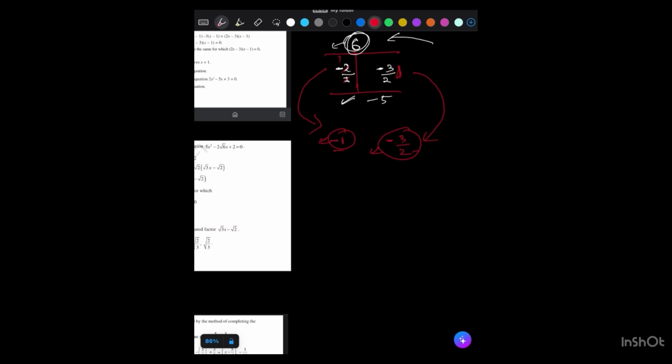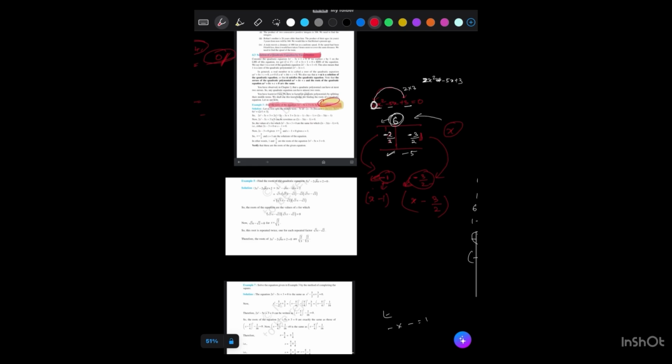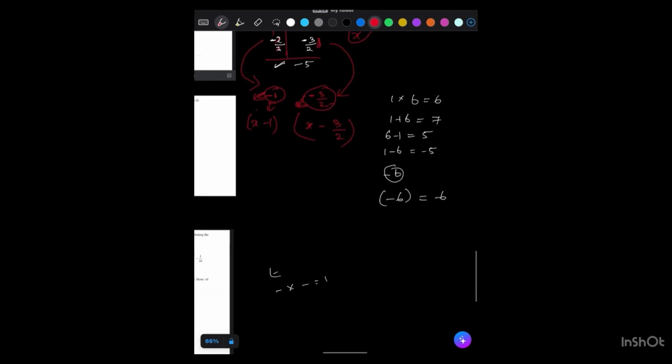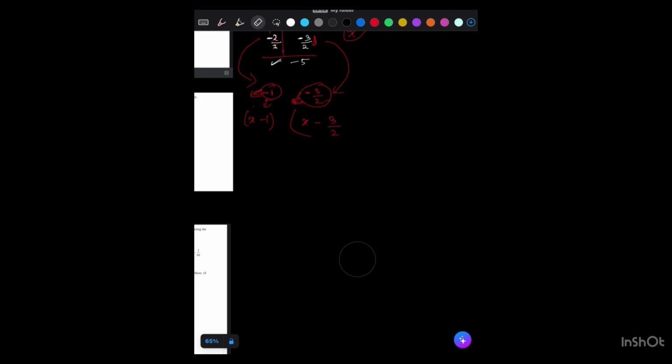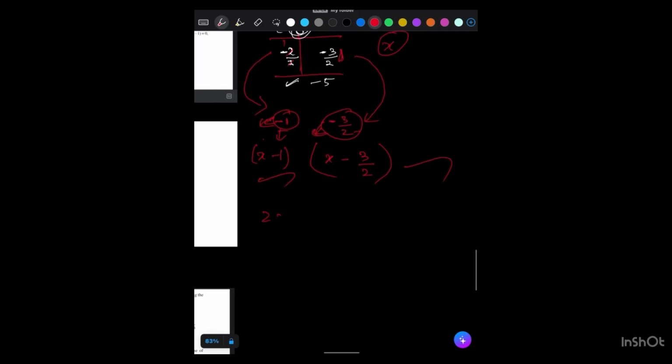We need to do one more step, that is we have x, right? In the equation we are having x. So what you need to do, just add x before these two terms, like x minus 1. The -1 will turn into x minus 1, and this will become x minus 3/2. Then the last step. So now we got the two terms, right? This one and this one. By replacing what? We got an equation called 2x squared minus 5x plus 6 equal to 0. This is the equation that we got from the question.